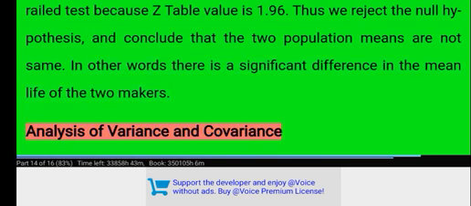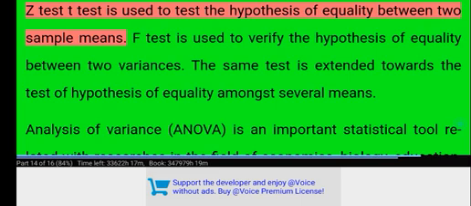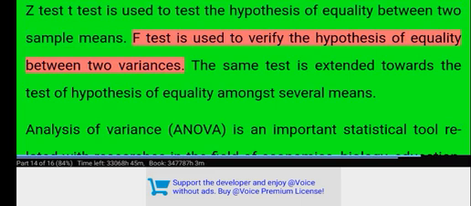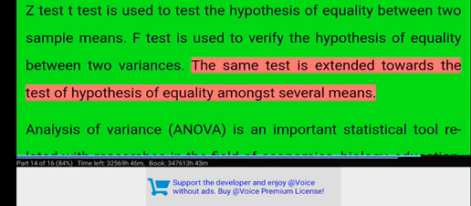Analysis of variance and covariance. Z-test and T-test are used to test the hypothesis of equality between two sample means. F-test is used to verify the hypothesis of equality between two variances. The same test is extended towards the test of hypothesis of equality amongst several means.